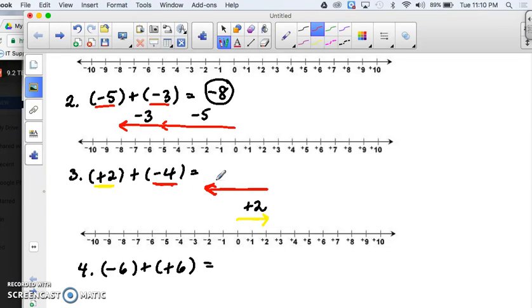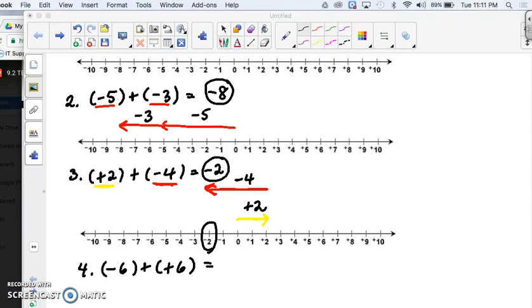Now, it's getting a little bit messy, so I'll just make sure I rewrite my equation up there. Because we went 4 back here, that's represented by -4, we actually ended up at -2. So that becomes our answer to that addition equation. So +2 plus -4 equals -2. And I'm going to circle my answer there so that I know that's clear.